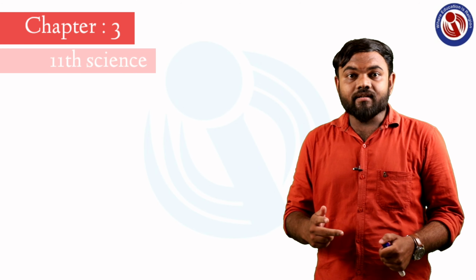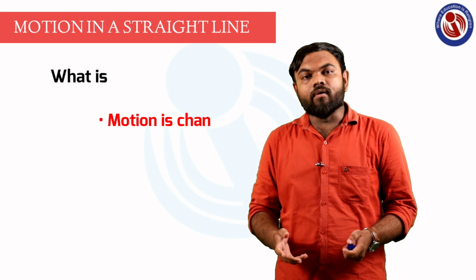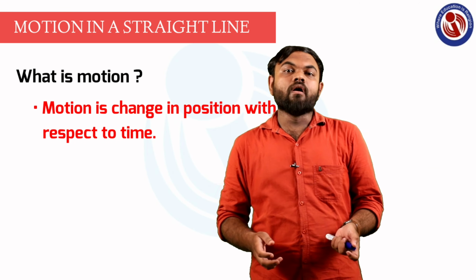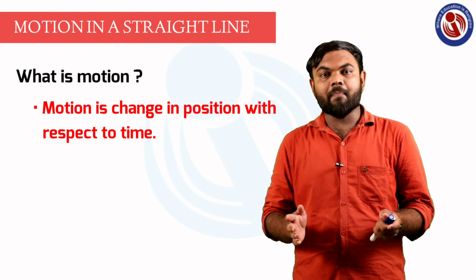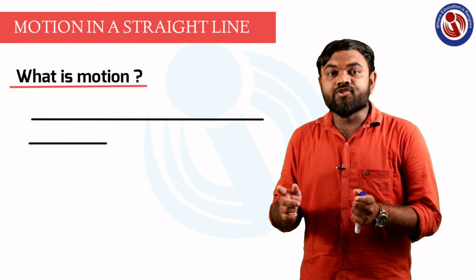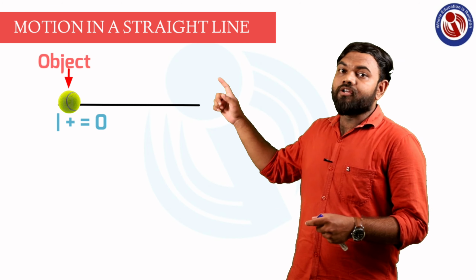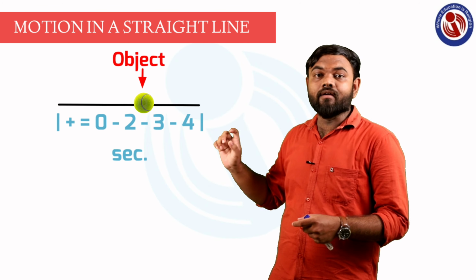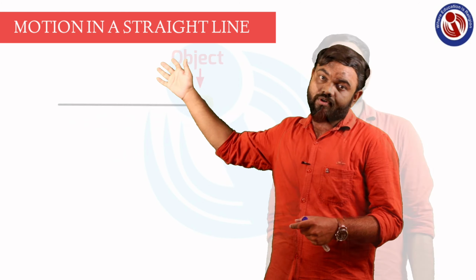We are starting chapter number 3 in 11 science. It is motion in a straight line. First of all, what is motion? Motion is a change in position with respect to time. Here you can see one object is changing position with respect to time.